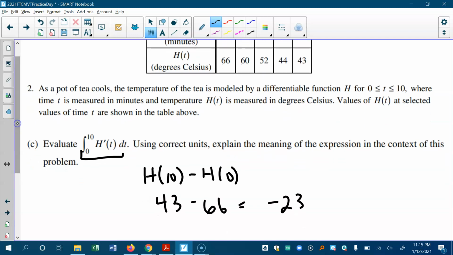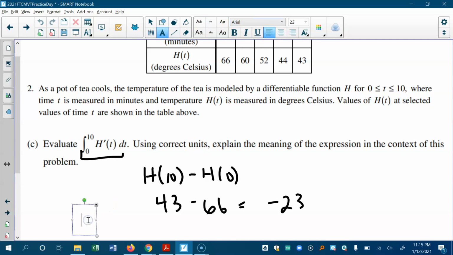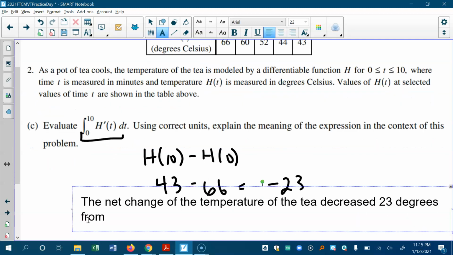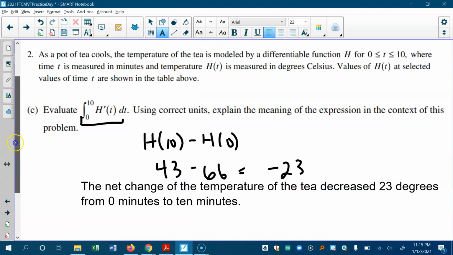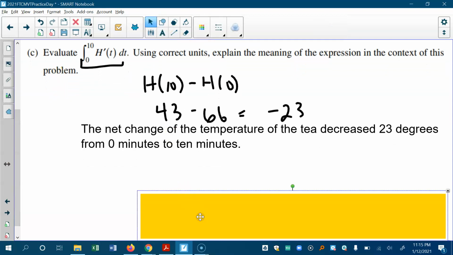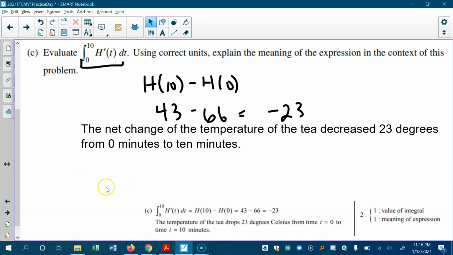Well, this is saying that the net change of the temperature of the tea decreased 23 degrees from 0 minutes to 10 minutes. So that is for part C. And again, I didn't give you time to pause. So on the next one, if you need to, please pause so that way you can see it.